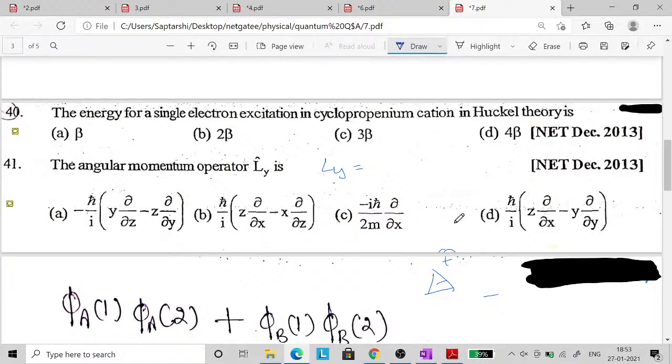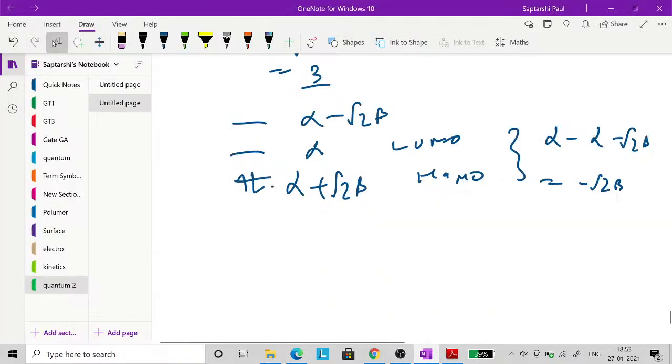Okay, sorry, it's a cyclopropenium cation. So I was doing it for an allyl system, so this is not the case. This is for the allyl system. This is right for allyl. Okay, nothing wrong for allyl.